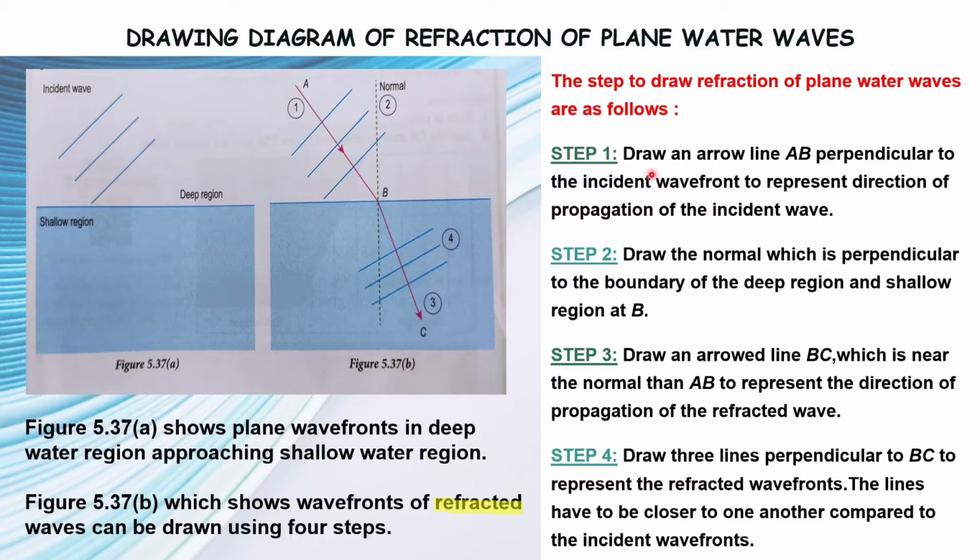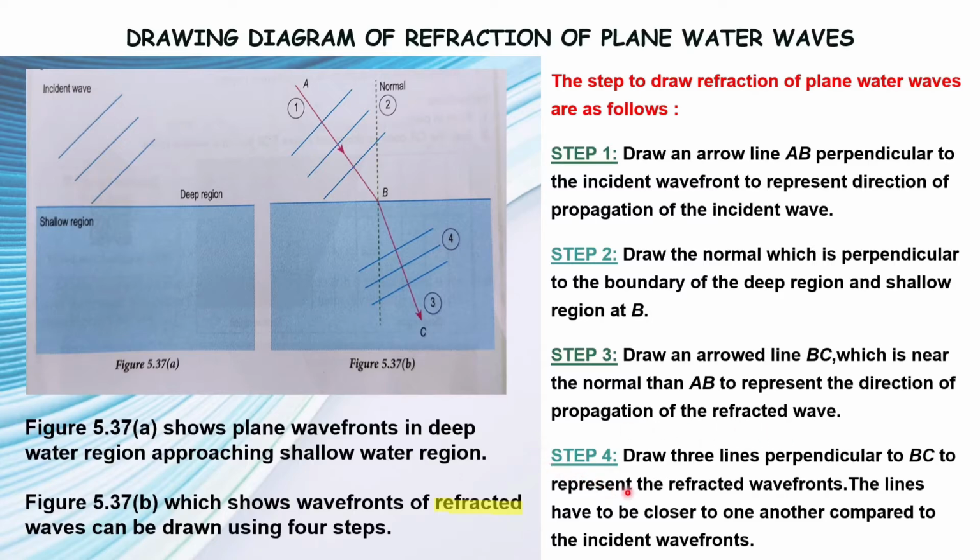Step 1. Draw an arrow line AB perpendicular to the incident wavefront to represent direction of propagation of the incident wave. Step 2. Draw the normal which is perpendicular to the boundary of the deep region and shallow region at B. Step 3. Draw an arrow line BC which is nearer to the normal than AB to represent the direction of propagation of the refracted wave.